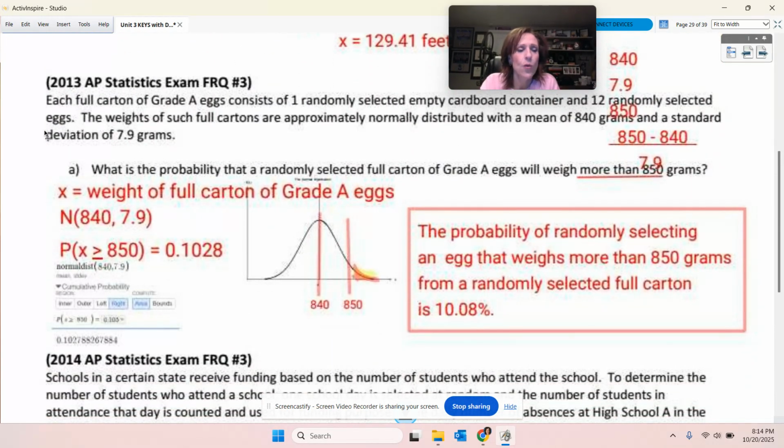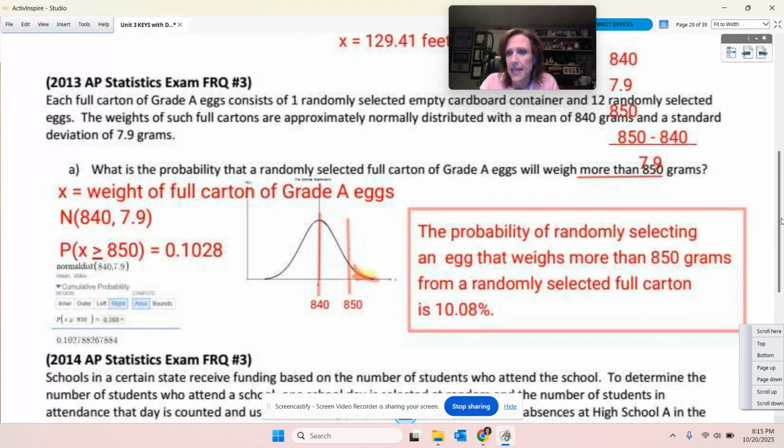Okay, next we have X is the weight of a full carton of grade A eggs. The normal model is defined as 840 for the mean and 7.9. Three, state what you were trying to get: the probability that X is greater than or equal to 850. Number four, draw a picture right here. And number five, answer the question. So see, this is how you do that probability, normal distribution, and I went to the right and I found the area to the right.